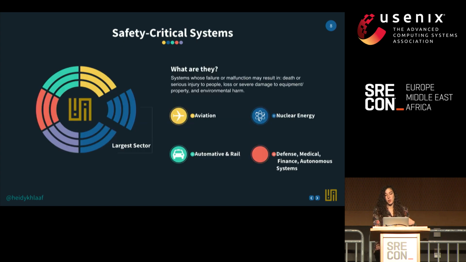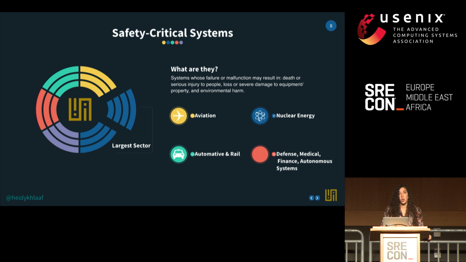So as I mentioned, a key role of my job is to formally verify safety critical systems. I know Nancy gave a definition of what a safety critical system is, but we all have slightly different ones. It's a system whose failure or malfunction may result in death or serious injury to people, loss or severe damage to equipment, property, and/or environmental harm.